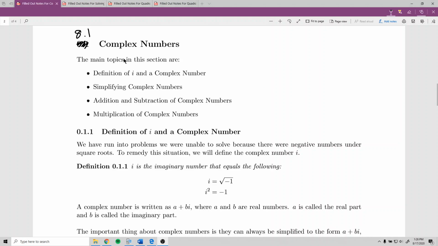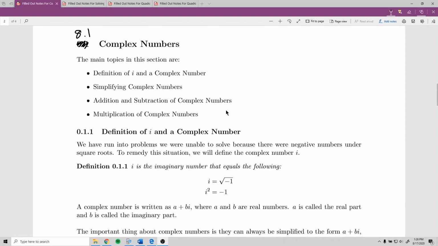This video will be on section 8.1, complex numbers. So the topics in here, we'll first talk about the number i and what a complex number is. Then we'll look at simplifying complex numbers. Then we'll add and subtract complex numbers. And finally, how to multiply complex numbers.